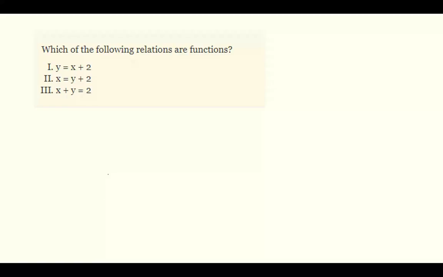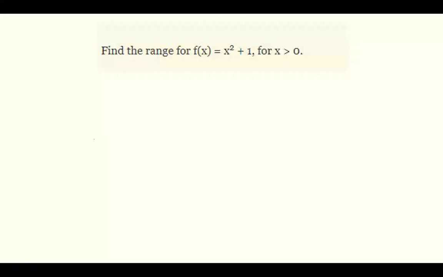Now, one thing you could do is solve each of these for y, if that makes it easier for you to see. So this one would give me y equals x minus 2. The bottom one would give me y equals 2 minus x. Now we can see that all three of these are just equations of lines. If you were to graph them, you would see they're all lines, and all lines are functions. So therefore, all three of these are actually functions.